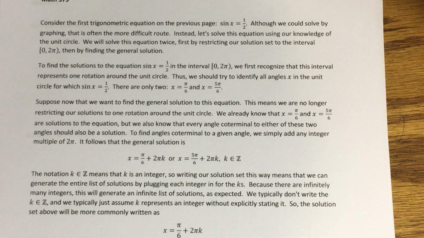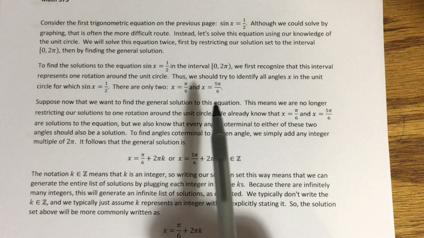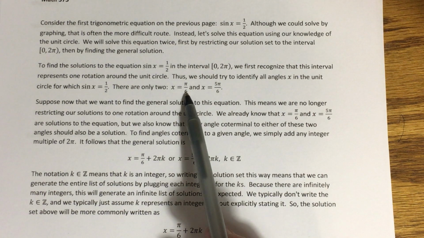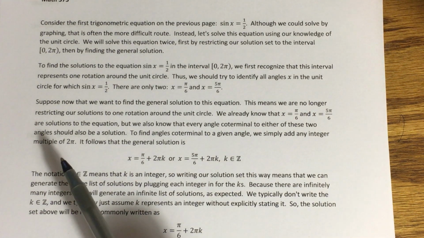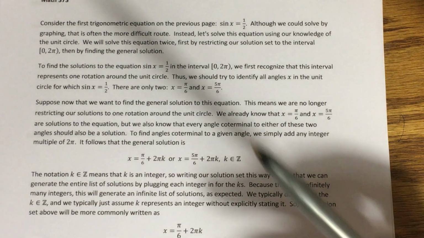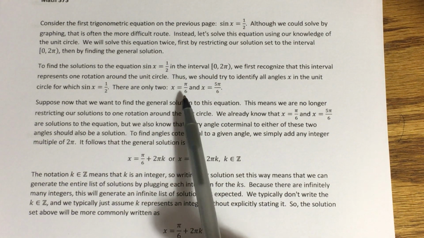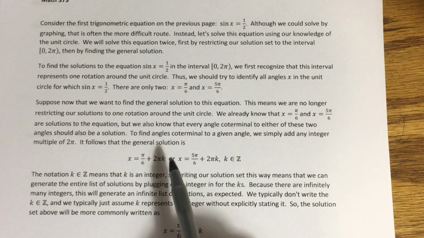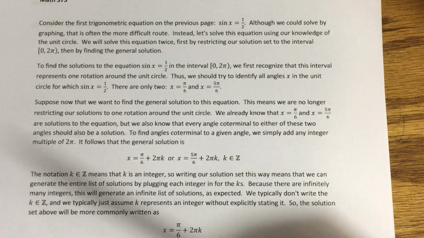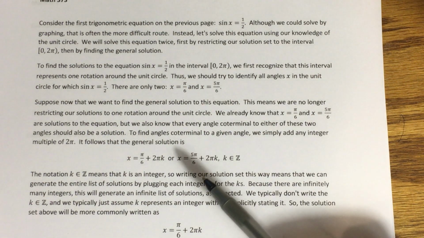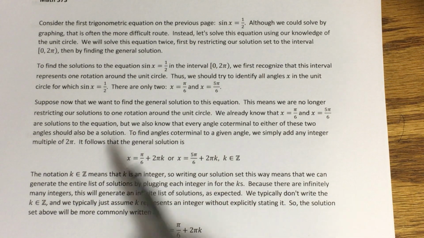So really what finding a general solution boils down to is first looking at all the solutions within one revolution of the unit circle, and then determining all of the angles coterminal to those solutions. Because we've already gone through the work here, pi over 6 and 5 pi over 6 are obviously solutions to this equation. How do you determine something that's coterminal to each of these? Well, remember, two angles are coterminal if they differ by a multiple of 2 pi. So I just need to consider all possible multiples of 2 pi plus pi over 6, and all possible multiples of 2 pi plus 5 pi over 6.